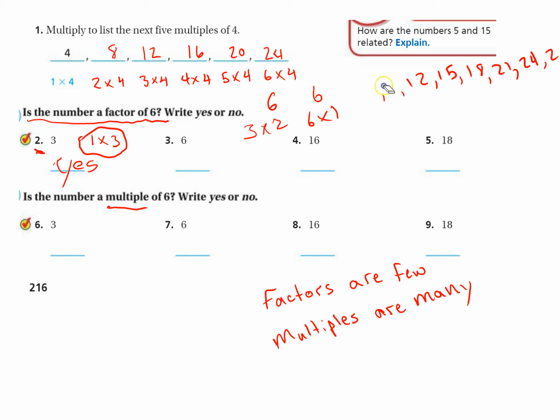Here, let me start erasing. Getting a little crowded. Okay. So, this is also a yes. 16. Now, can I multiply 16 times a number and get 6? Not any whole number. I'd have to multiply by a fractional number or decimal. So, no. Okay, what about 18? Can I multiply 18 times a number to get 6? No, again.